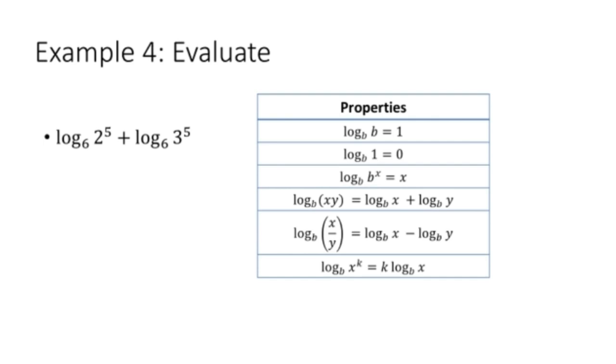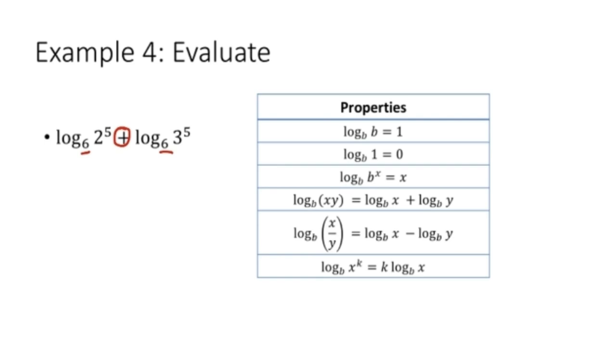So I wouldn't want to kick the 5 out using the power rule. And the same thing goes for log base 6 of 3 to the 5th. I can't think of a power of 6 that gives me 3, let alone 3 to the 5th. So directly evaluating or trying to use the power rule right now to make the number smaller doesn't seem to help too much. But notice that I'm adding 2 logs of the same base.